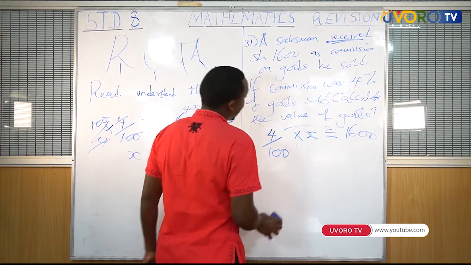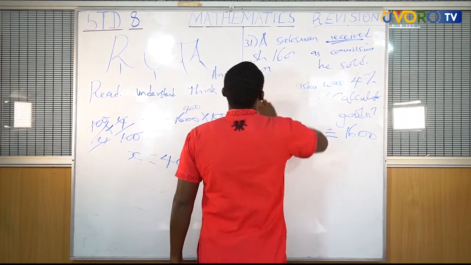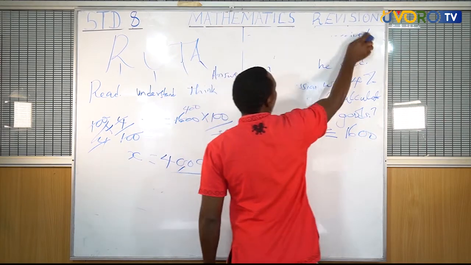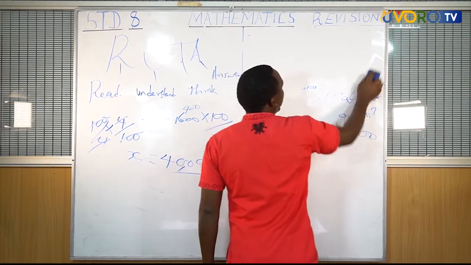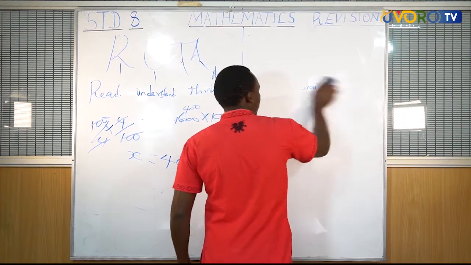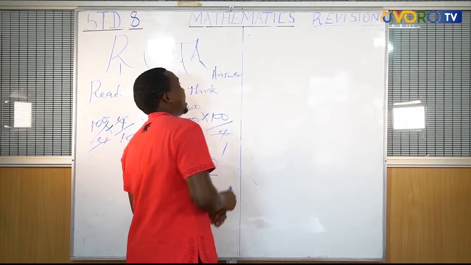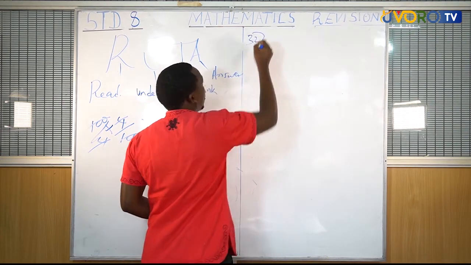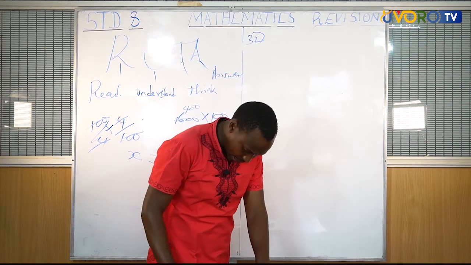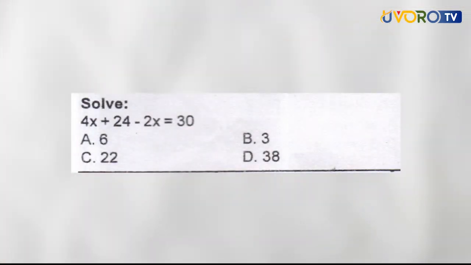We go to question number 32, class 8. Question number 32 states, solve 4x plus 24 minus 2x equals 30.